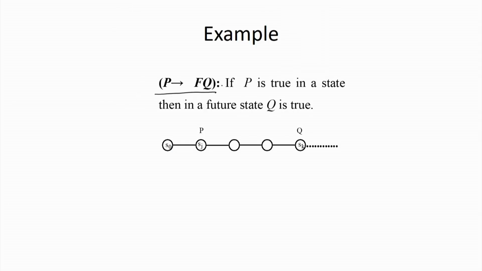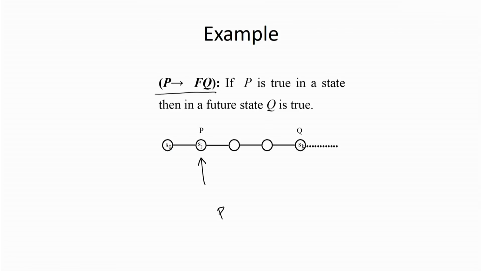P implies F q is also a temporal formula, because I said that any logical connective can be used in temporal logic. It says that if P is true in a state, then in a future state q is true. Okay. So, I am going to talk about the state. Say I consider this particular state as S j, then P is true at that particular point.